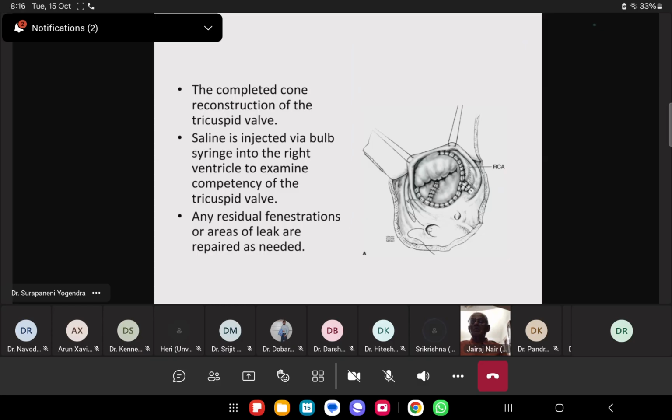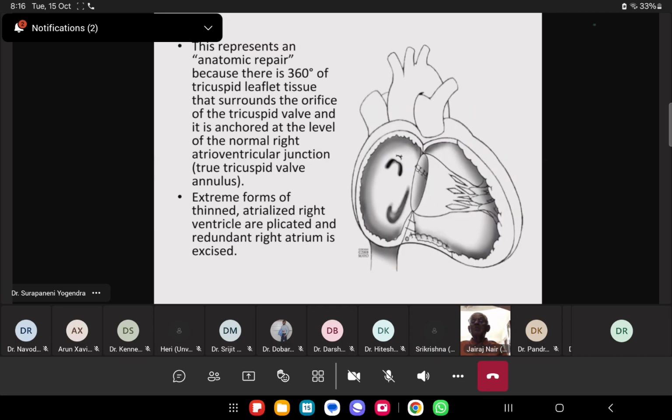The completed cone reconstruction of the tricuspid valve. Saline is injected via bulb syringe into the right ventricle to examine competency of the tricuspid valve. Any residual fenestrations or areas of leak are repaired as needed. This represents an anatomic repair because there is 360 degrees of tricuspid leaflet tissue that surrounds the orifice of the tricuspid valve, and it is anchored at the level of the normal right atrioventricular junction.